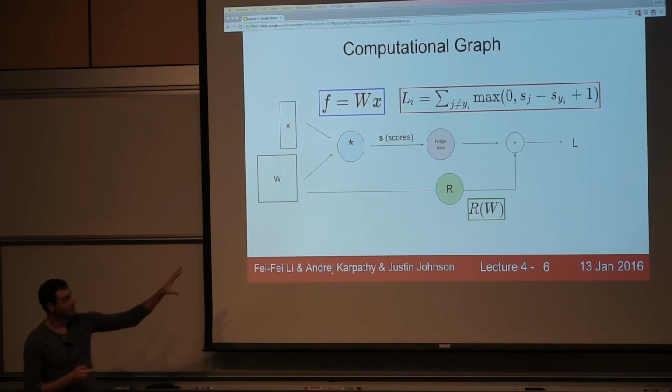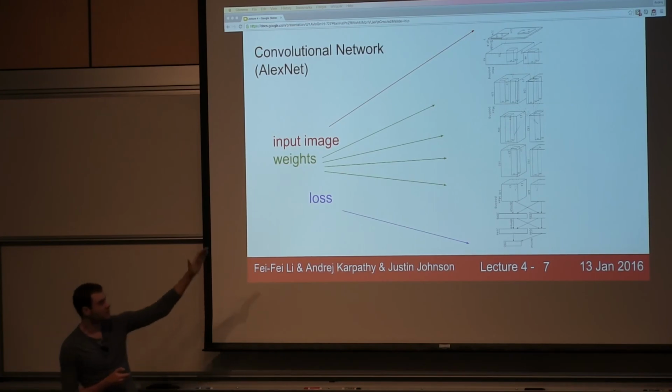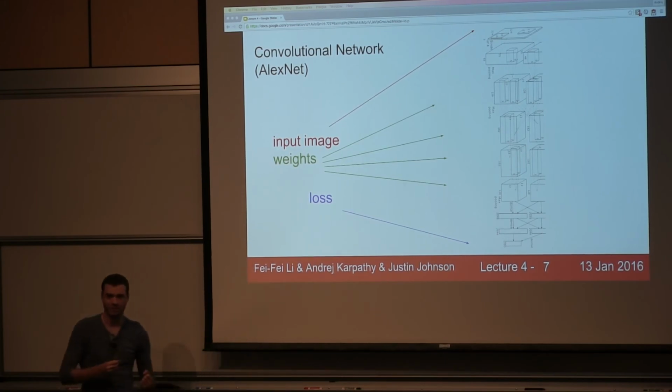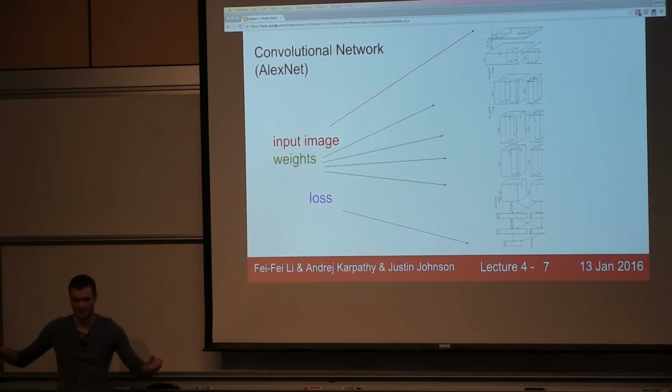But these expressions in computational graphs are about to get very big. For example, convolutional neural networks will have hundreds, maybe dozens, of operations. So we'll have all these images flowing through a pretty big computational graph to get our loss. And so it becomes impractical to just write out these expressions. And convolutional networks are not even the worst of it.